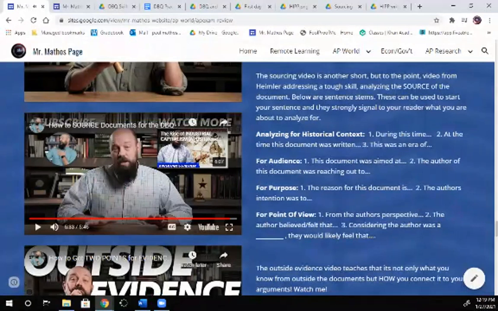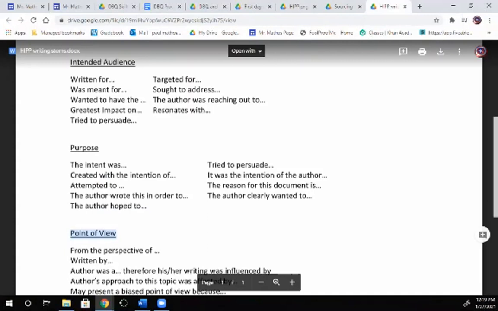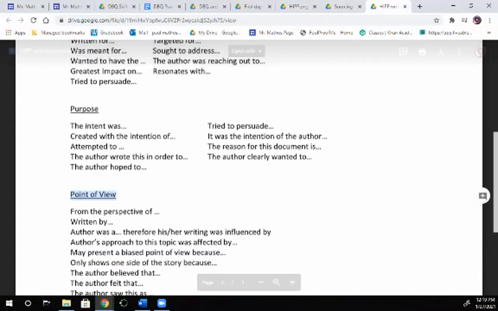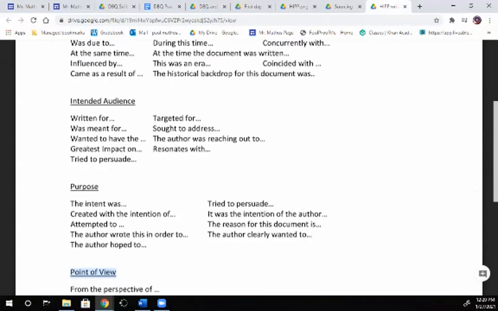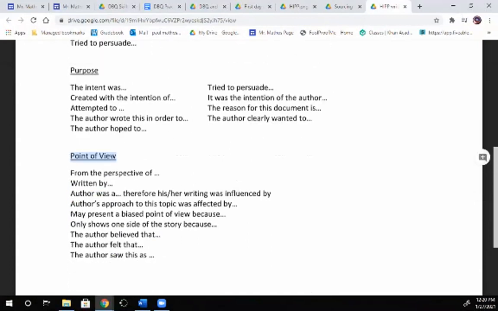So what I did with those stems, I put them beside the video. So if you ever want to see what is in this video without actually having to go into it, I put the writing stems on the side. I then took it one step further, found another one that we can use right here. I kind of showed you this before. All these are ways you can kind of start sentences, use them for writing stems to help you with this analysis when you actually start working on analyzing documents.